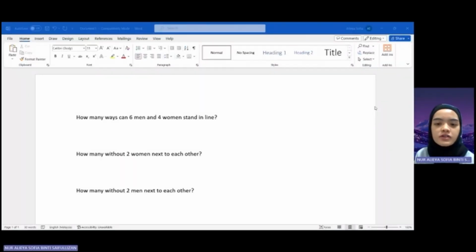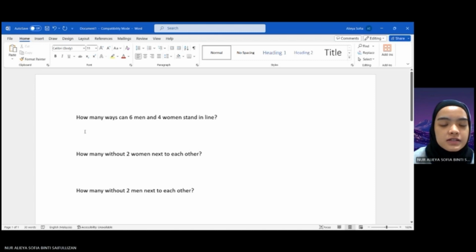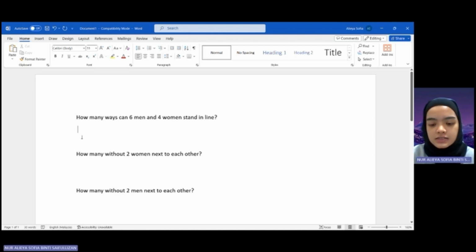I will show you again the working solution for a question about permutation. Let's take a look at question number 1. How many ways can 6 men and 4 women stand in line? We are not specifying anything about men or women, or whether they are identical, so we just assume there are 10 people. How many ways can we stand 10 people in line? We can do that in 10 factorial. That is the final answer.